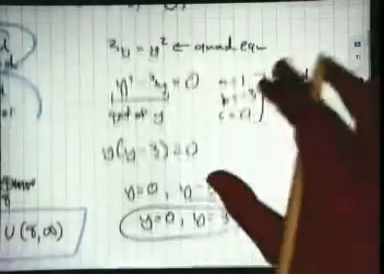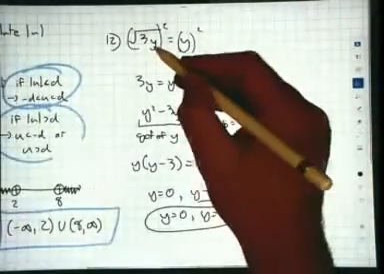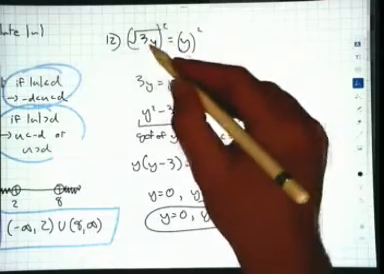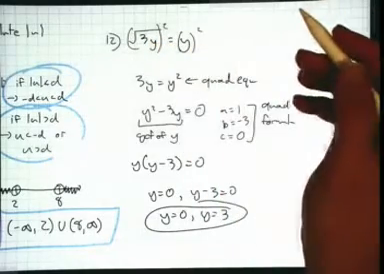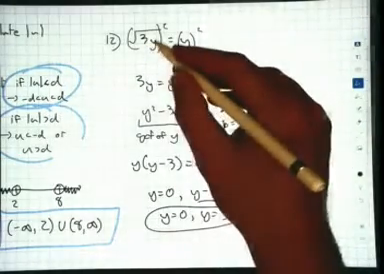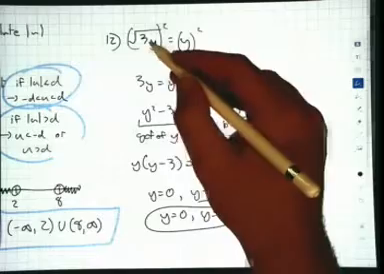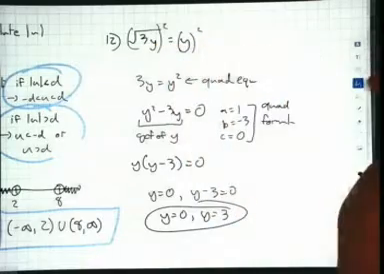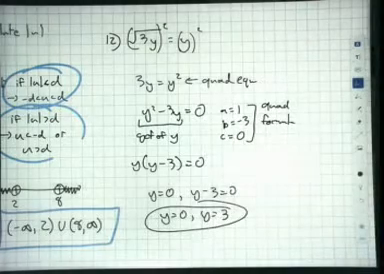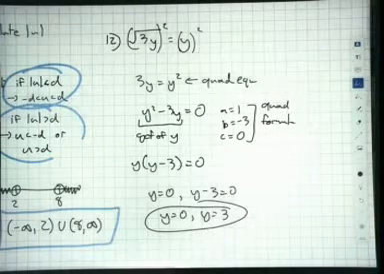I'll double check real quick. If I plug in 0, 3 times 0 is 0, square root of 0 is 0, 0 is equal to 0, check. If I plug in 3, 3 times 3 is 9, square root of 9 is 3, equals 3, check. And there it is.